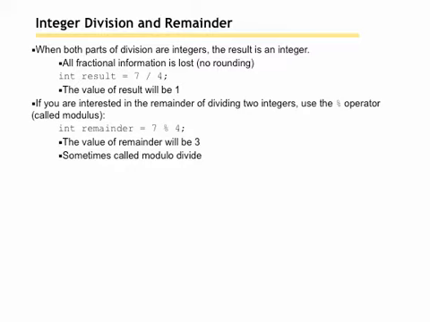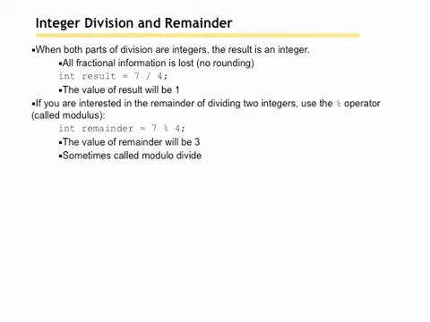So sometimes we want to hang on to that remainder. Sometimes we need it. So if we want the remainder, we can say int remainder equals 7 modulus 4. That percent sign is read modulus, and that returns the remainder from integer division. So 7 divided by 4, 4 goes into 7 one time with a remainder of 3. So the result of this expression would be 3. Sometimes it's called modulo divide, but I don't hear that very much. If you focus on modulus, you'll be just fine.